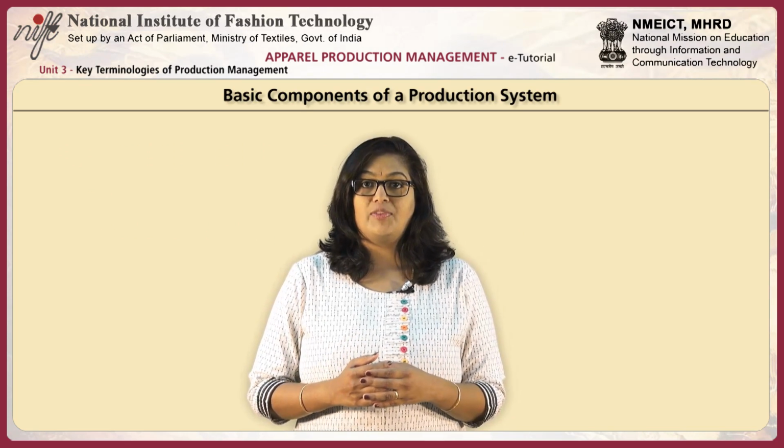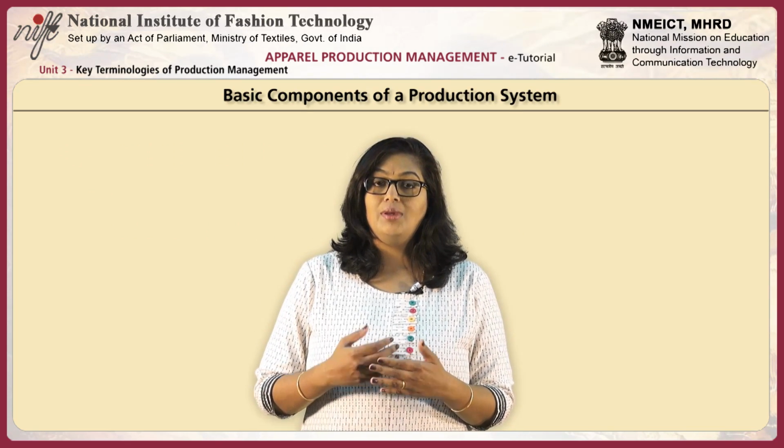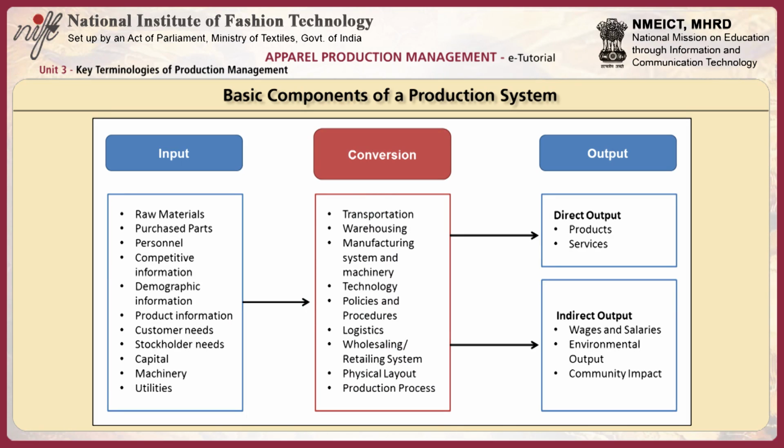Under basic components of a production system, we basically have three major points, that is the input, conversion, and output. It basically defines what is production. Any production process would involve these three, which is the input, conversion, and output. Under input, we have raw materials, which would refer to fabric or trims, etc. We also have purchase parts.